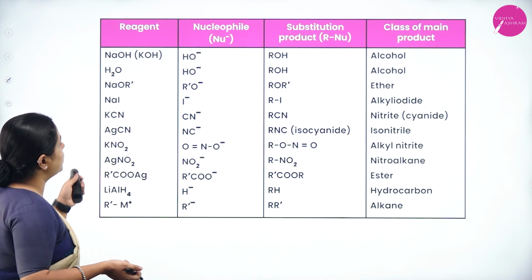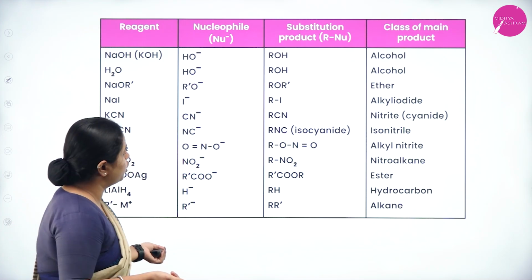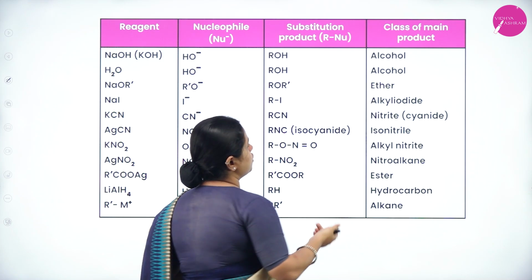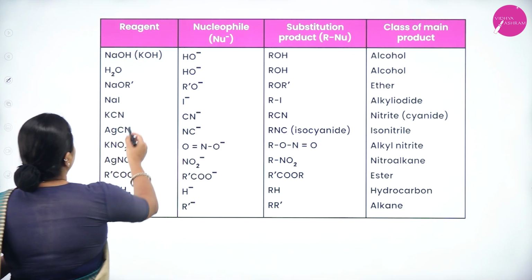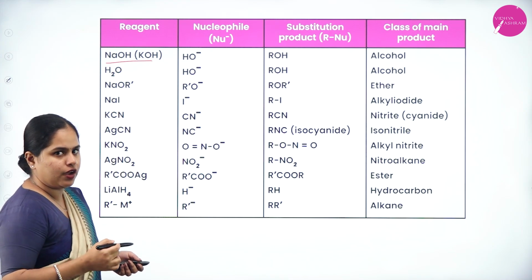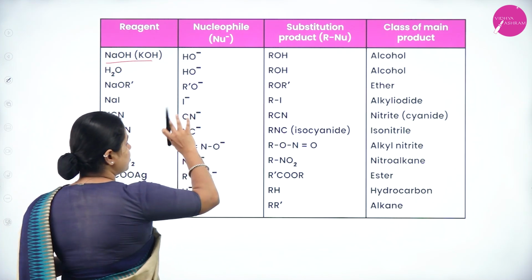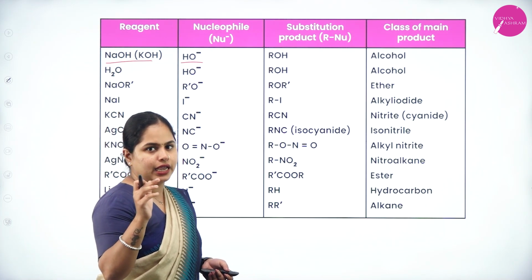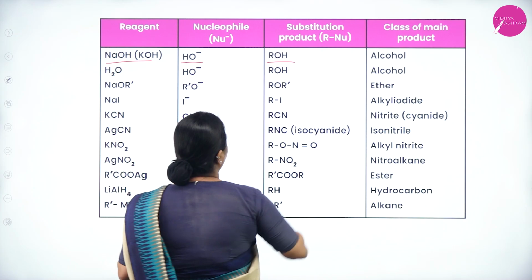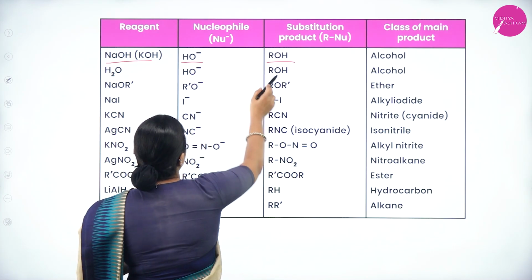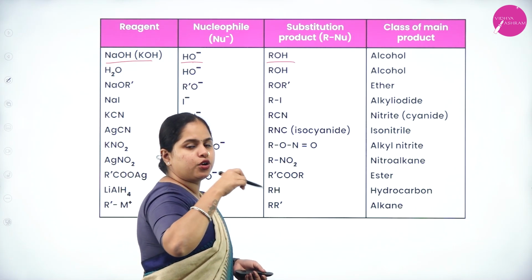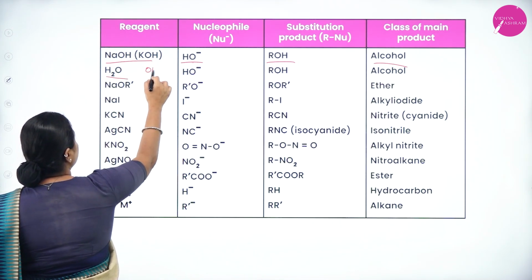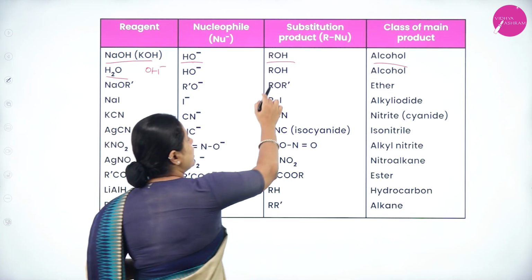Now let's take the different reagents, which are the nucleophiles, and see what substituted product we are going to get, and which class the main product belongs to. So if it is NaOH or KOH, as we have just discussed, the nucleophile here, the negative part, is OH minus, right? This OH minus attaches to the alkyl group, and the product formed will be an alcohol, ROH. OH minus and R together form ROH, which is an alcohol. Now in H2O also, the nucleophile is OH minus. Again, you will get an alcohol.